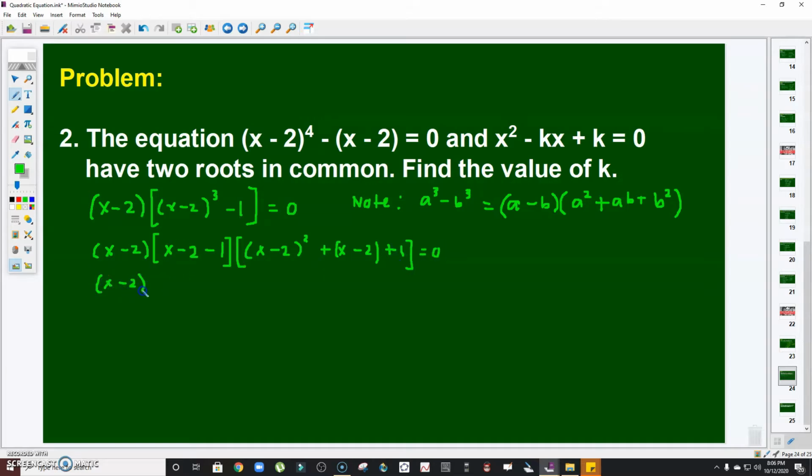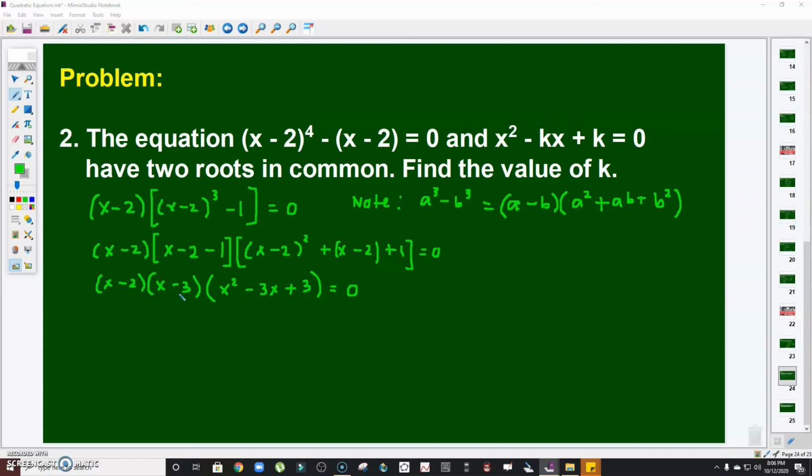This one will become x minus 2. This one will become x minus 3. While this one, I'll expand, will become x squared minus 4x plus x, so that will become minus 3x. Can you follow? Plus 4 plus 1, that will become 5, minus 2, that will become plus 3, equals 0. See that? So these are the factors.